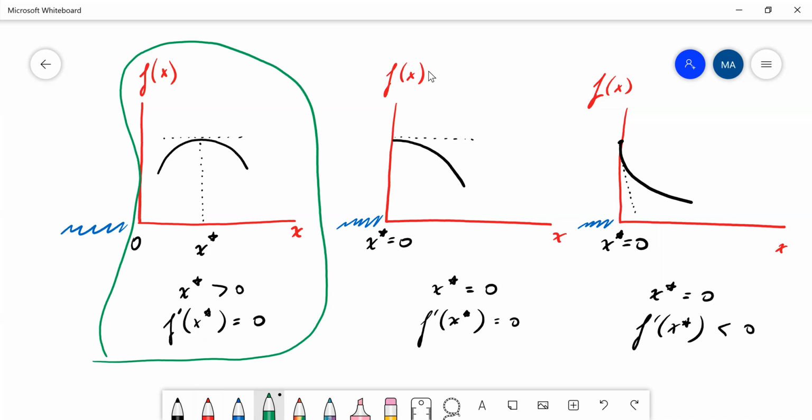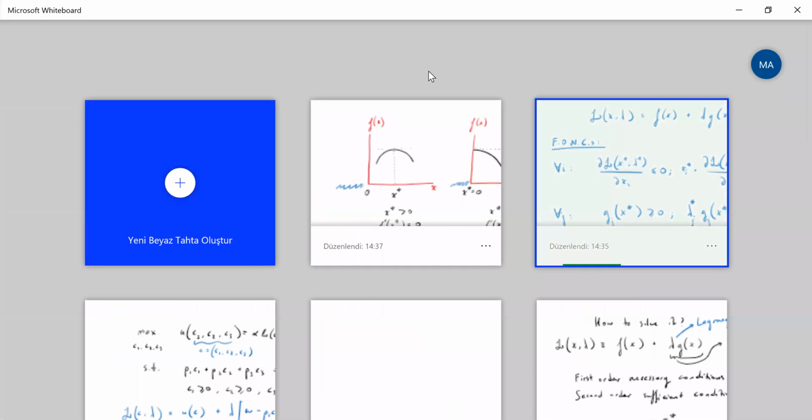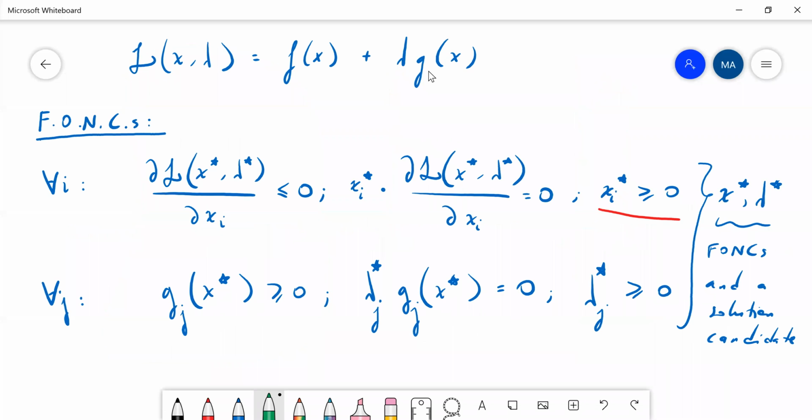Okay? We have to understand, especially when the optimum is at 0 and the derivative is negative. Okay? Now, if you go back to this, you realize one thing.